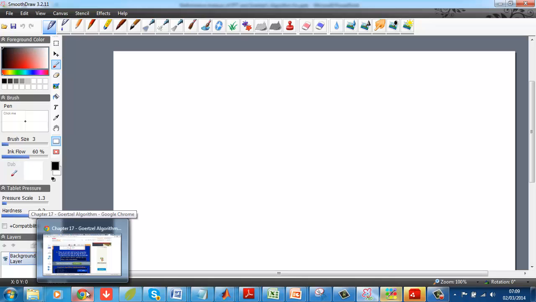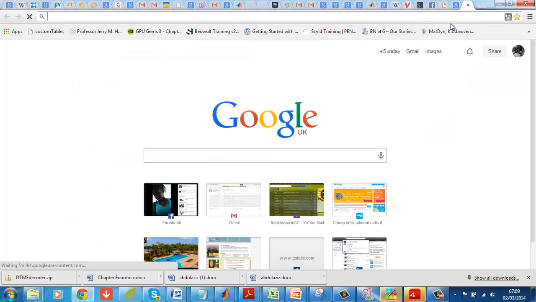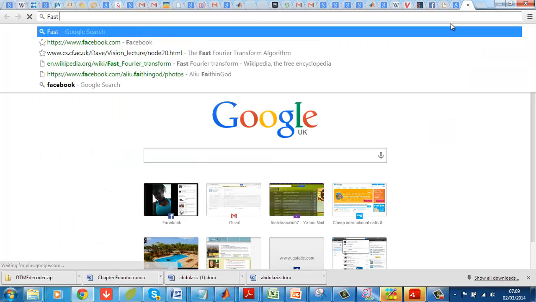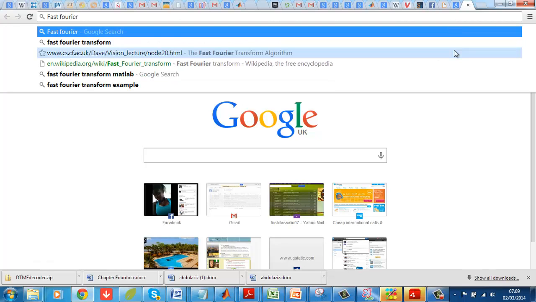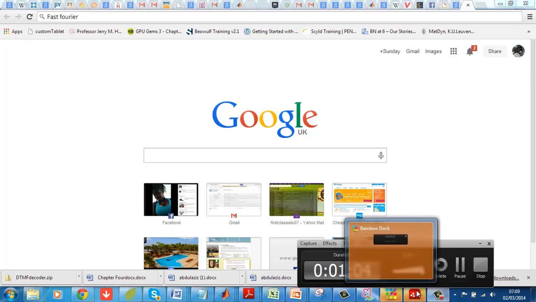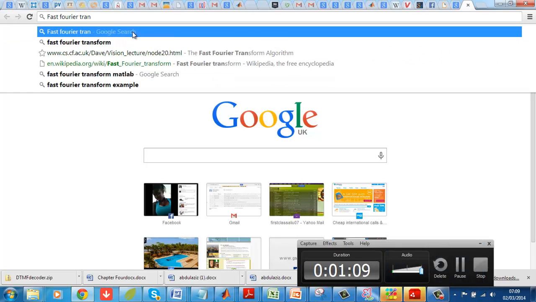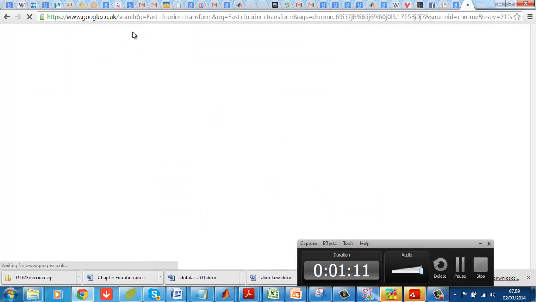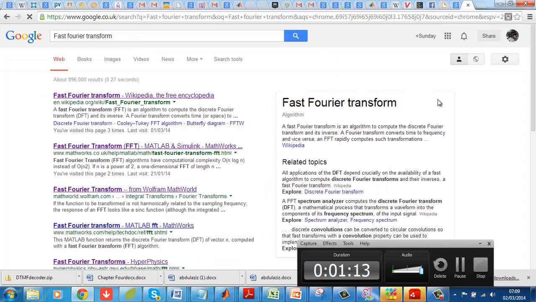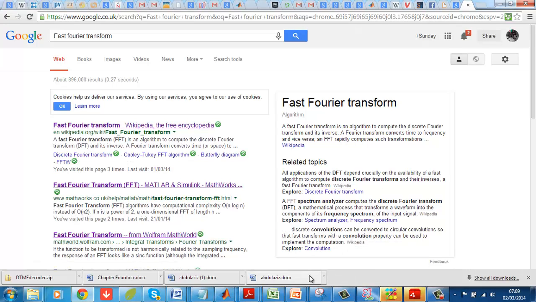Fast Fourier transform is a mathematical method for signal analysis that was invented by Fourier. I'm just going to Google it so that you see fast Fourier transform. Yeah, this is called fast Fourier transform. It's a method for analyzing signals.